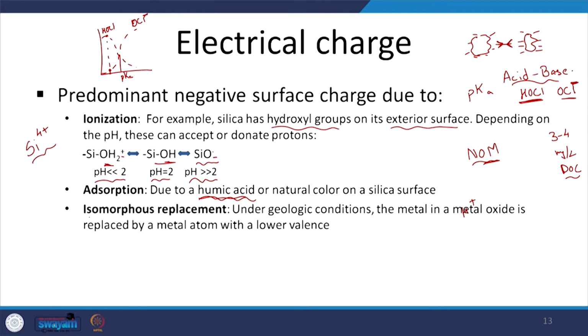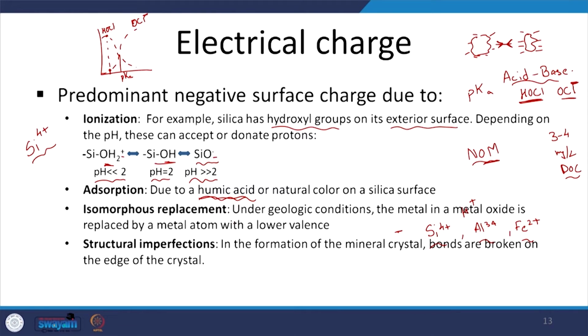Another aspect is isomorphous replacement. For example, a metal in a metal oxide is replaced by a metal with a lower valence. For example, instead of Si4+, it is replaced by Al3+, or Al3+ is replaced by Fe2+, right, you will see that the metal oxide will have a negative charge. So, isomorphous replacement will also lead to a negative charge.